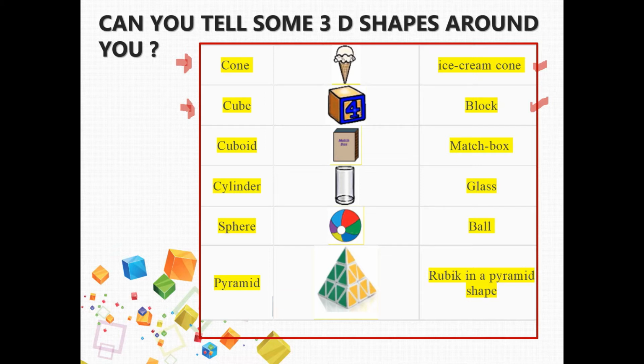Now the third shape is a cuboid. Can you think or look around for some shapes which look like a cuboid? Yes, your textbook. I have taken a matchbox here, and many more. Okay, the next shape is the cylinder. Here I have taken a glass. A tumbler sometimes is cylindrical. Yes, the gas cylinder is a cylinder. It is named after the cylinder because it looks like a cylinder.